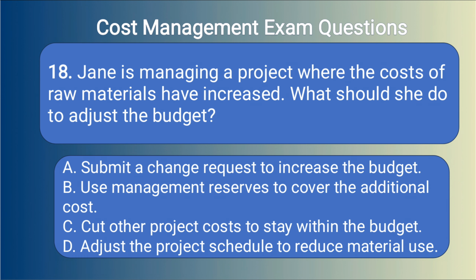18. Jane is managing a project where the costs of raw materials have increased. What should she do to adjust the budget? A. Submit a change request to increase the budget. B. Use management reserves to cover the additional cost. C. Cut other project costs to stay within the budget. D. Adjust the project schedule to reduce material use.